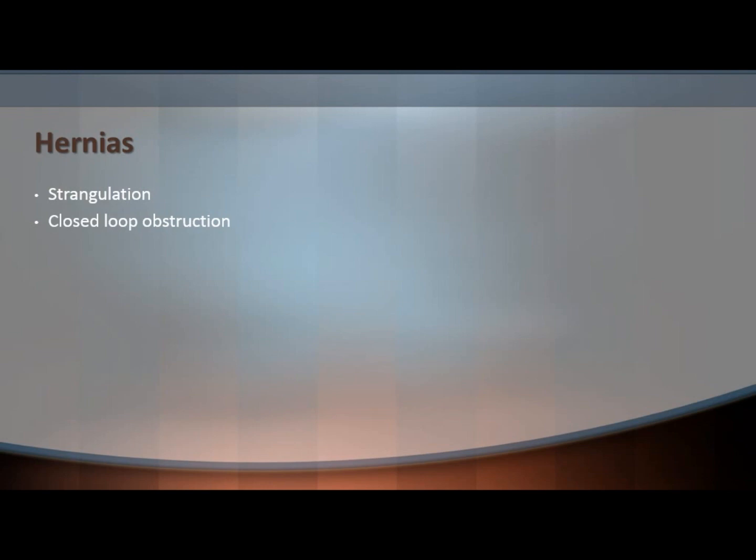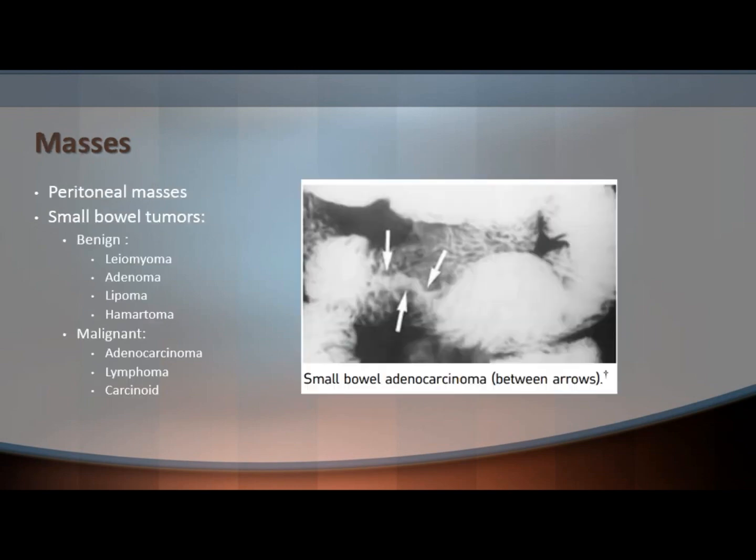In case of closed loop obstruction, you have a loop of bowel which is obstructed at two points. The two limbs are obstructed at one point, so it makes an inverted U shape. So the blood supply will be compromised because of pressure at that point.